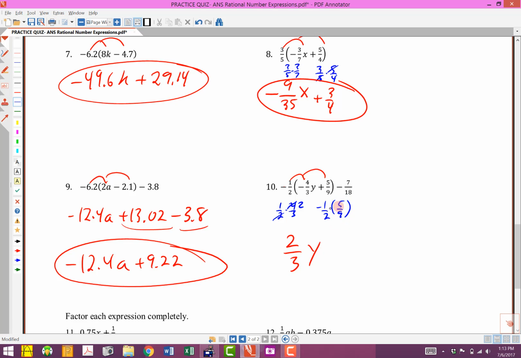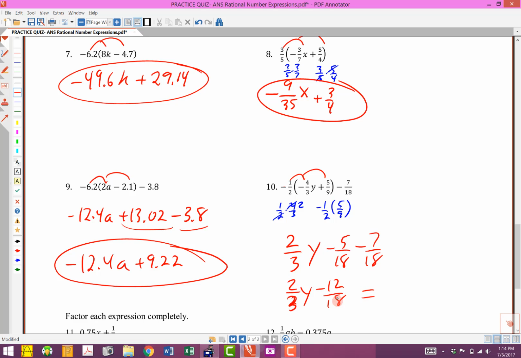Nothing simplifies there as far as cross-canceling or anything, so we end up with negative 5/18, and then that minus 7/18. So when we put those together, we're going to get 2/3 y, and then this would be minus 12/18 because we're going to combine those, same sign, find the sum.